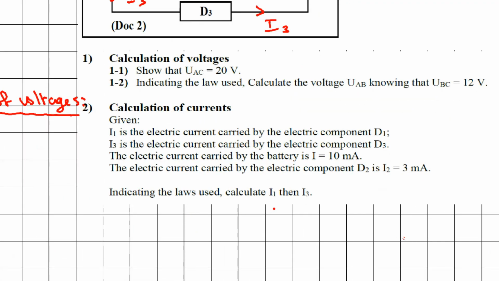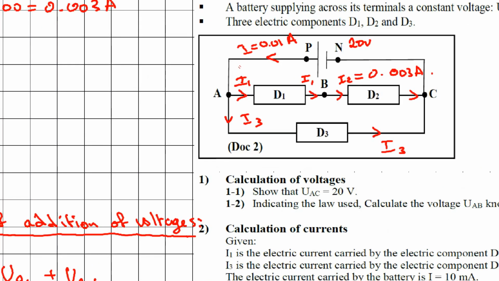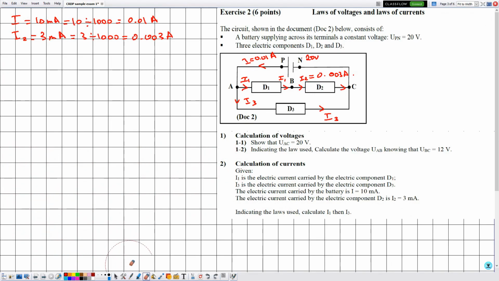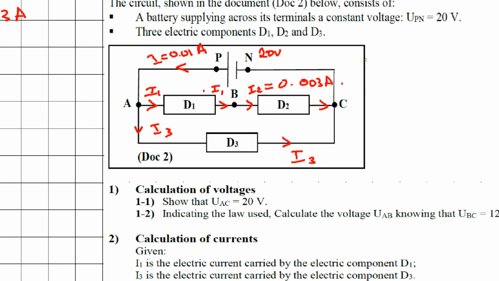Now, indicating the laws used, calculate I1 then I3. So this is important. We need to calculate I1 then I3. So notice the order. First we need to determine the value of I1, then we will determine the value of I3. Then we are in number 2 of this exercise. So let's first, as they mentioned, calculate the value of I1 first.